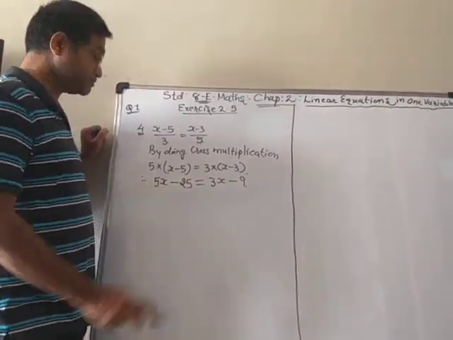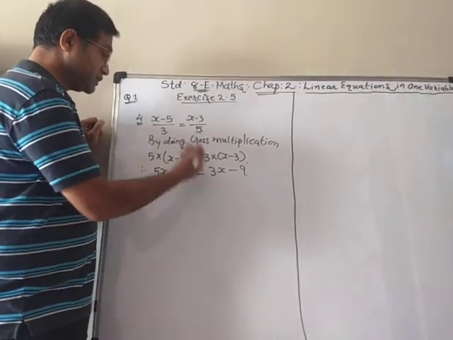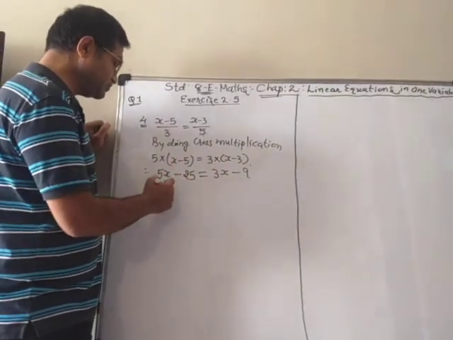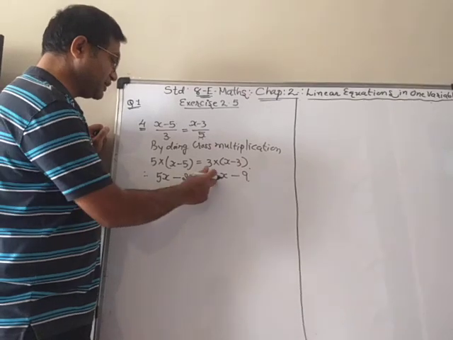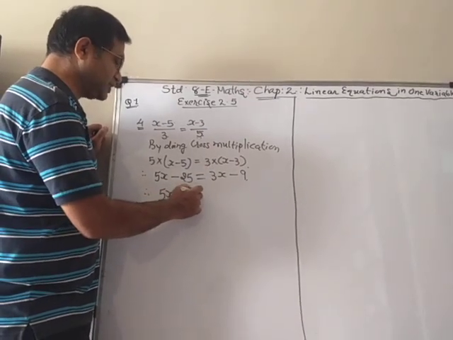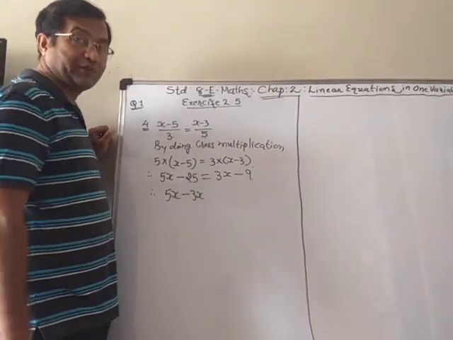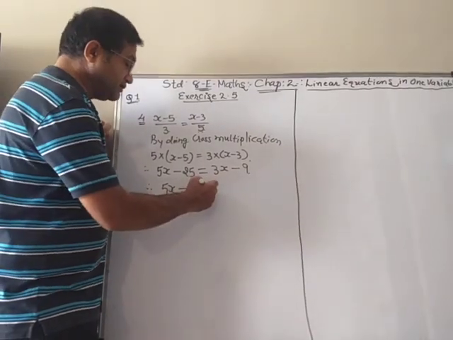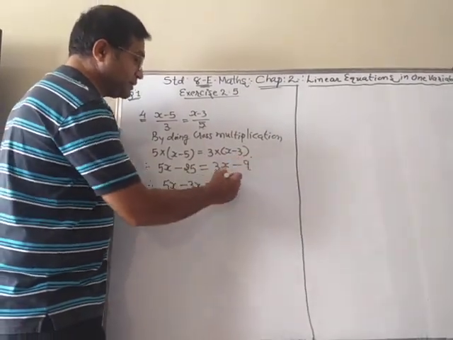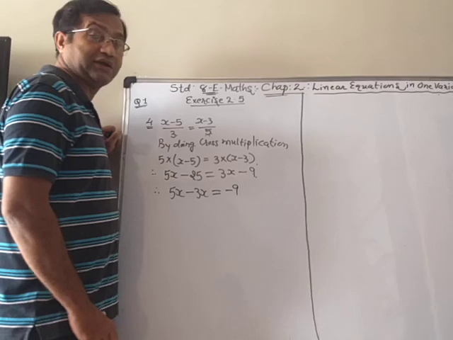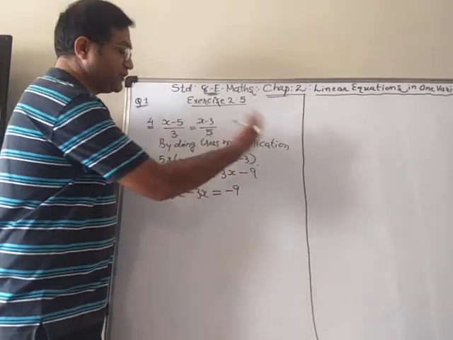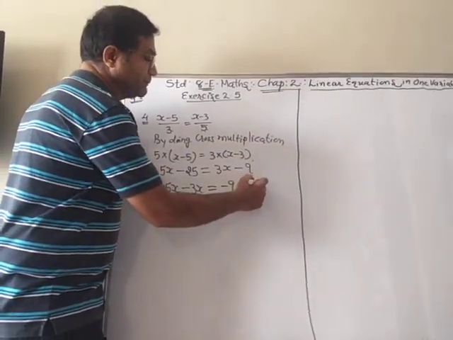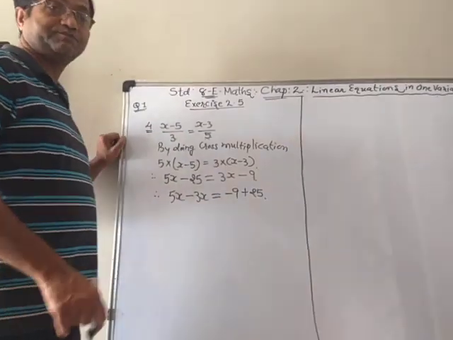So here, as you know, when you open the bracket, the number outside must be multiplied with both of the terms inside. So now, transposing, 3x will come this side, so 5x minus 3x, because no sign means it is plus. Then we can take 25 that side, but 9 is already minus 9. So minus 25 will become plus 25 on this side.